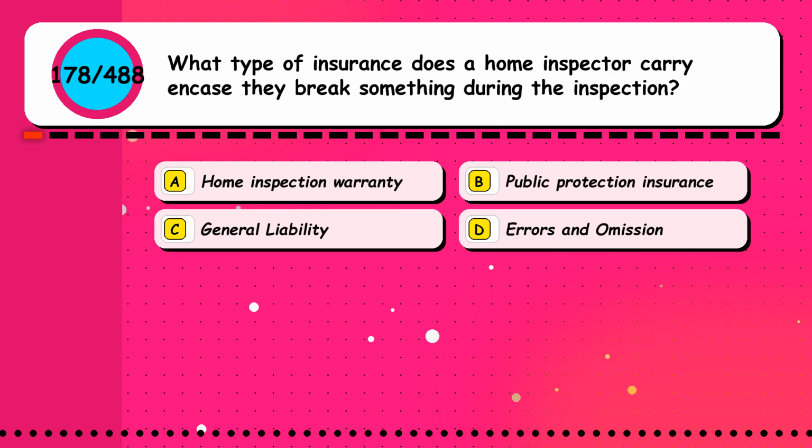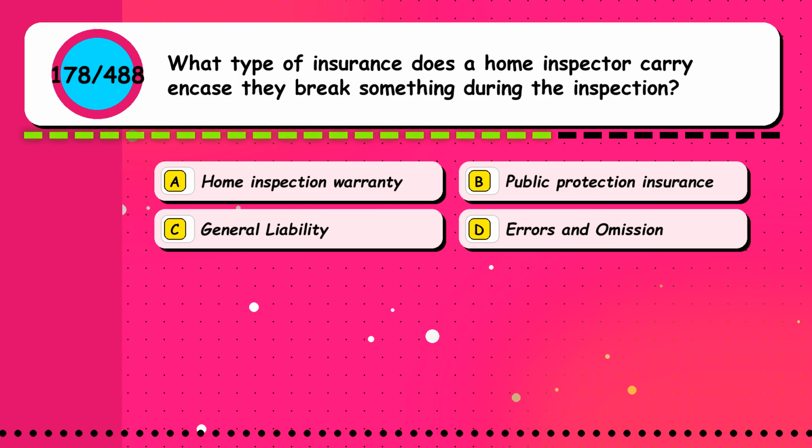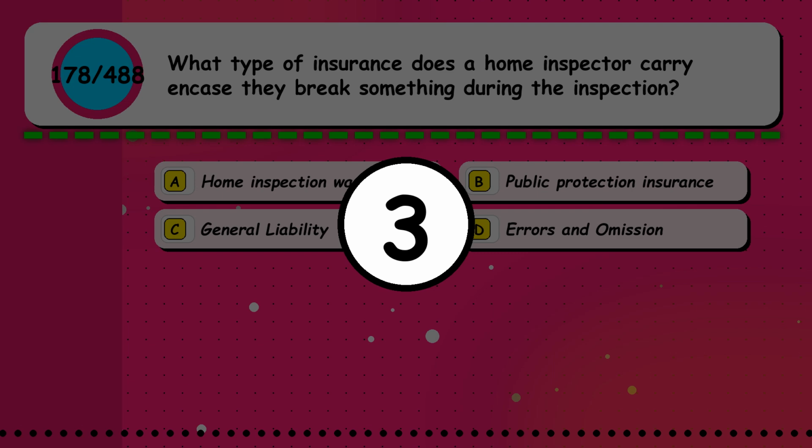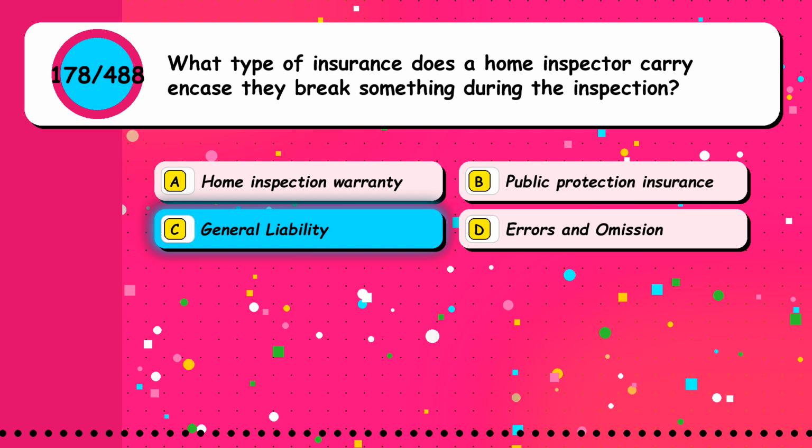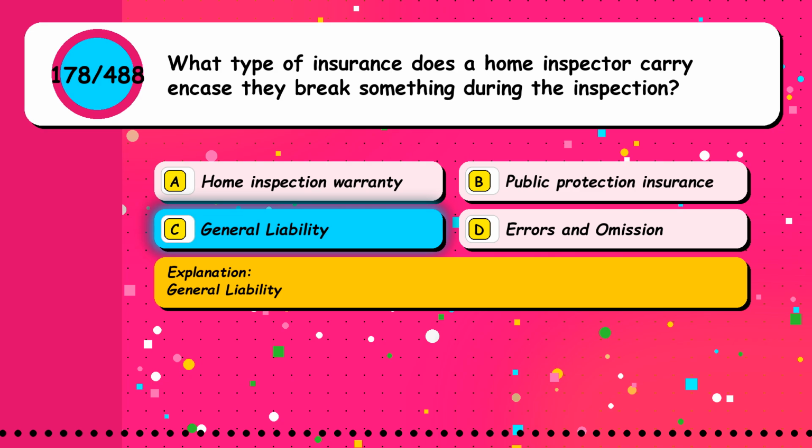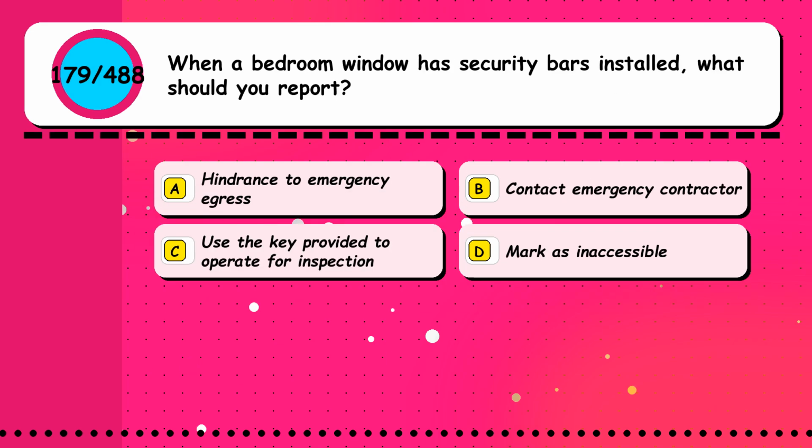Question 178. What type of insurance does a home inspector carry in case they break something during the inspection? Option A, home inspection warranty. Option B, public protection insurance. Option C, general liability. Option D, errors and omission. The correct answer is option C, general liability.